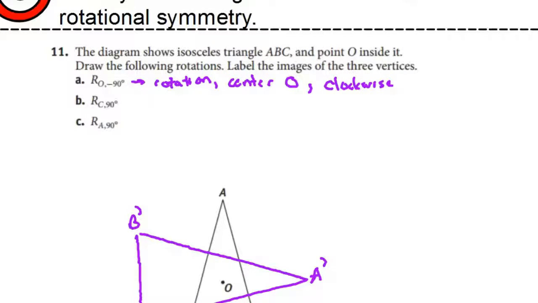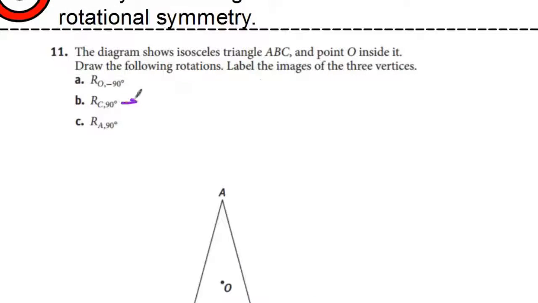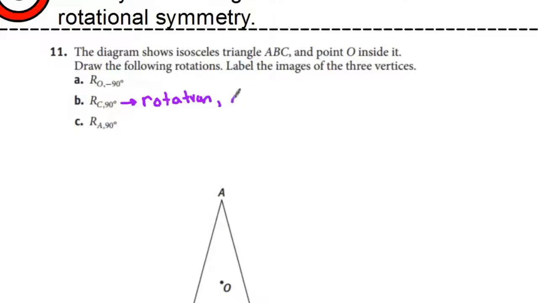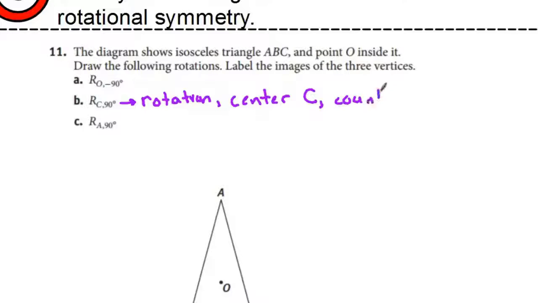Okay, let's try the next one. So the next one says that we want to do a rotation again, because that's what the capital R stands for. This time, what is its center? The center is at C, right? And it wants us to go positive 90 degrees. Remember that that is counterclockwise.